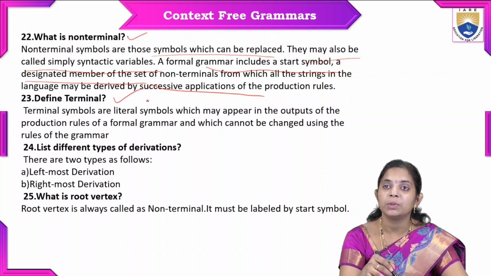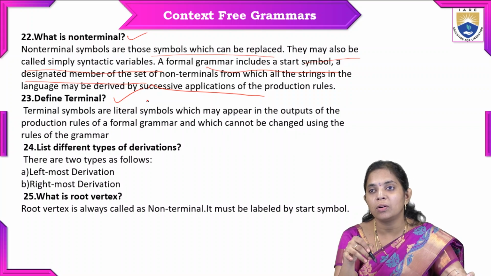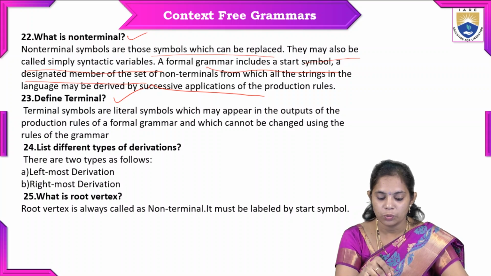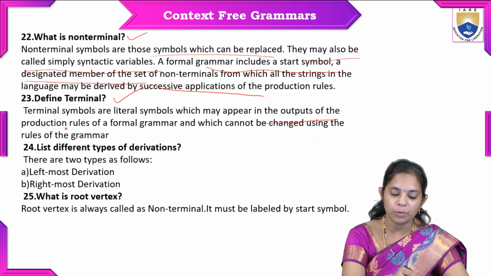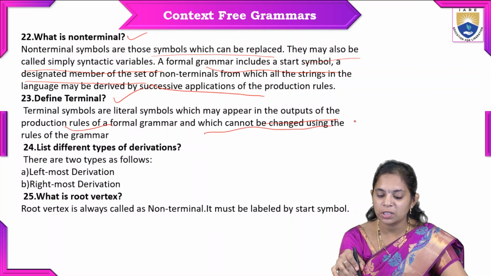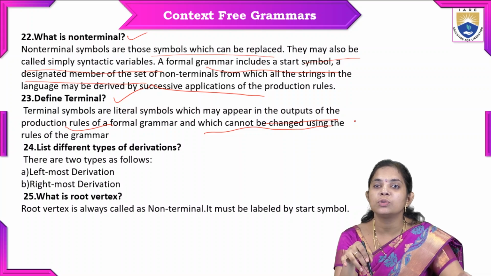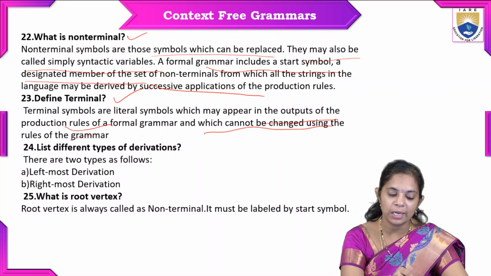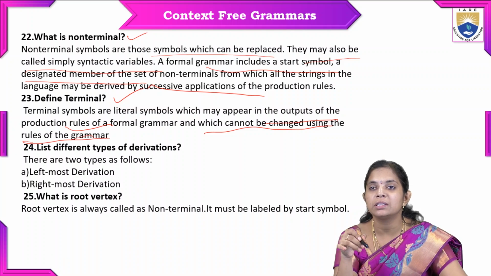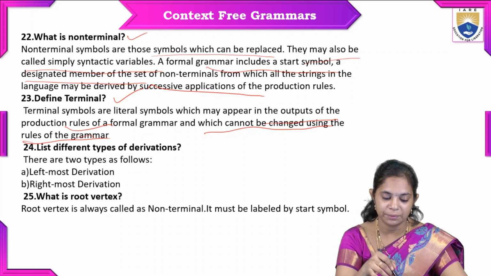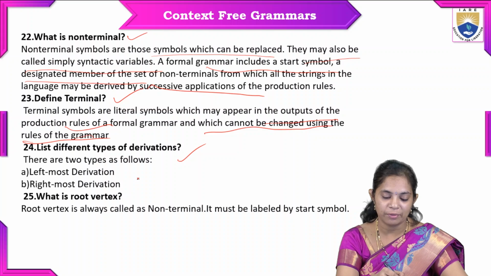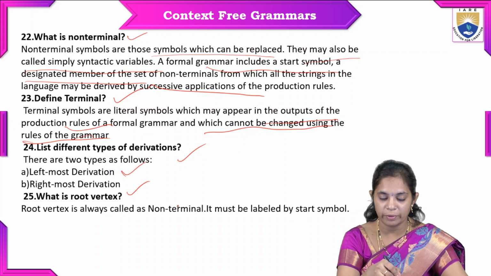And what is meant by terminal? Those are all the leaf nodes, or the outputs we got after the derivation, which appear in the output of the production rules of a formal grammar and which cannot be changed using the rules of the grammar. So the value of the terminal is not going to be changed in the grammar. List the different types of derivations: we have leftmost derivation and rightmost derivation.